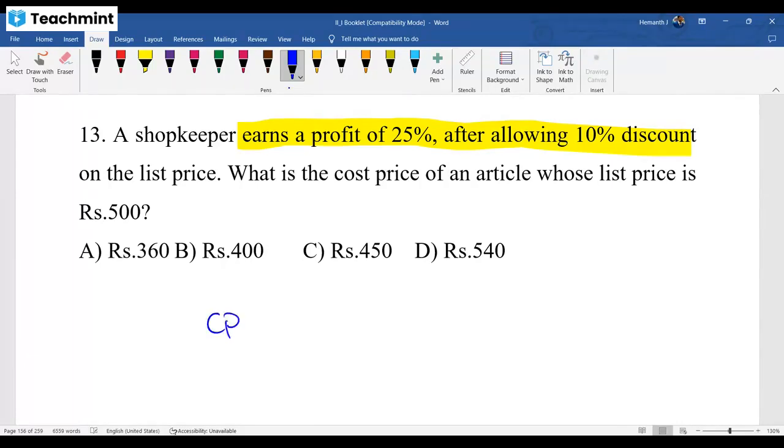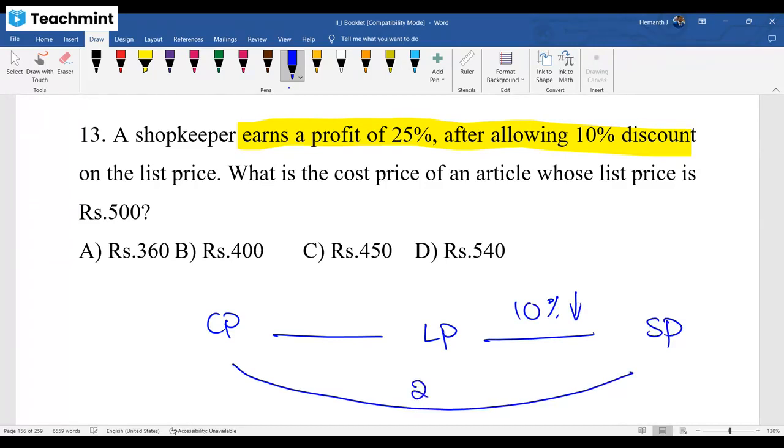So what's the outline? Cost price, list price, 10% discount. You are selling here at 25% profit. Understand, this is what the question says. After giving the discount, you got 25% profit. In the previous question, first they expected 30% profit, then they gave a 10% discount. Read it properly. That's why verbal plays a key role. You have to understand the question.